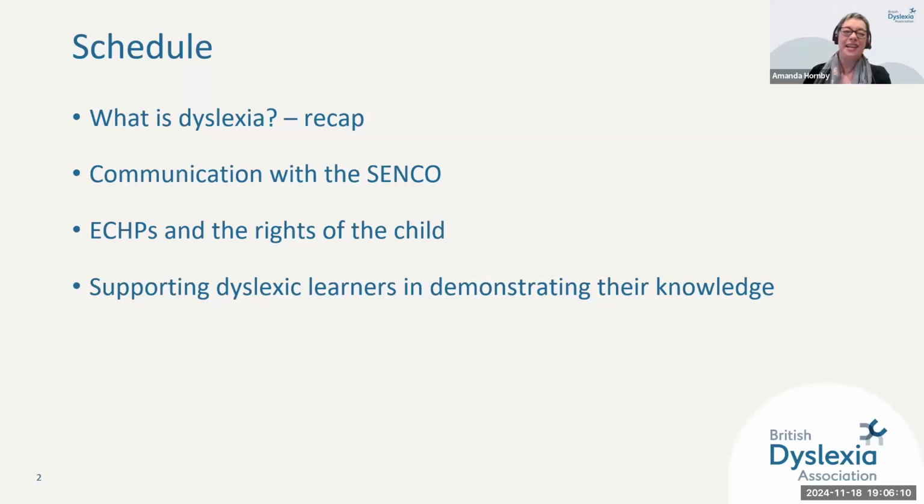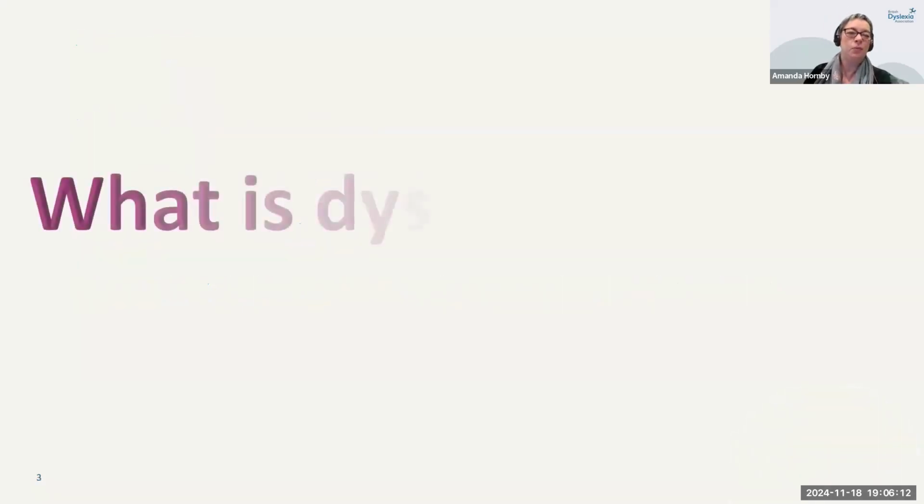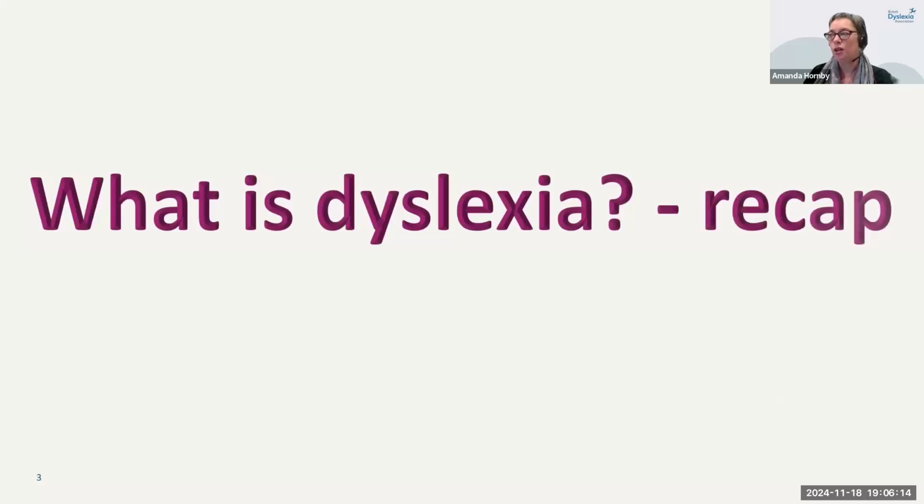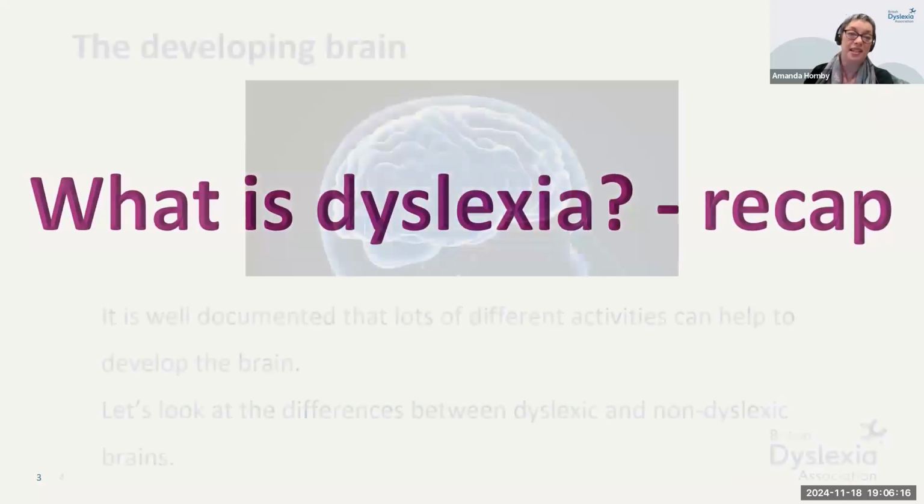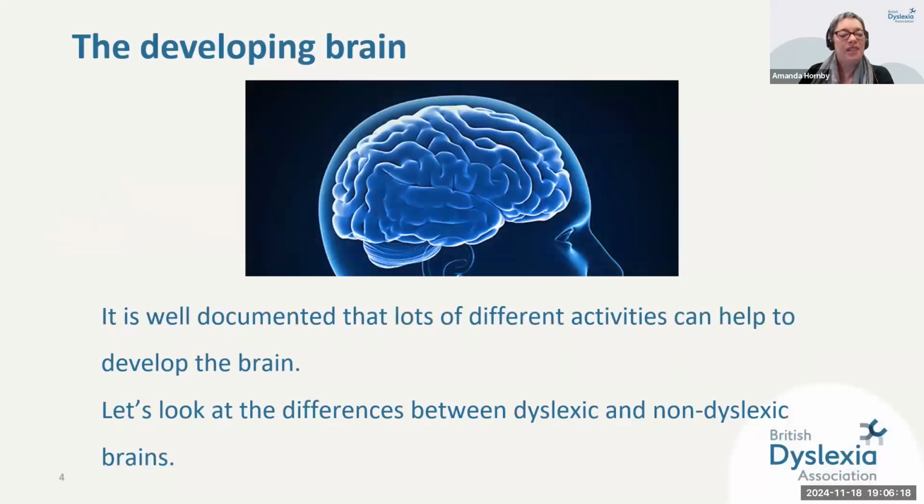Welcome everybody. What we're going to talk about is just a very quick overview again of what dyslexia is. It's very well documented, isn't it, with child development studies. We know that the more that we interact with our children from birth, the more that the brain develops. And so what I want to look at briefly is the differences between the dyslexic and non-dyslexic brains.